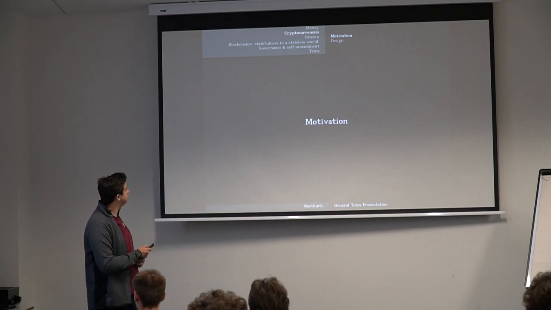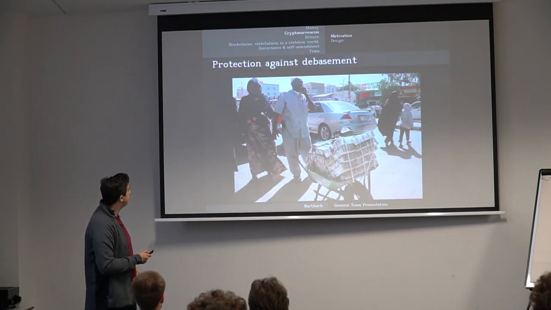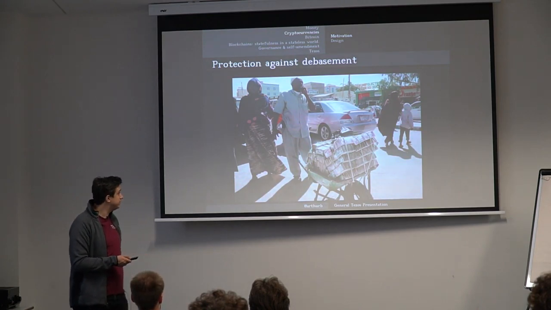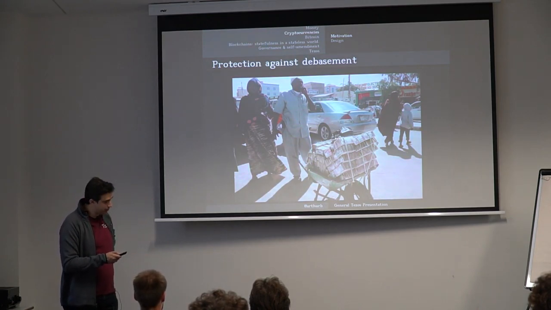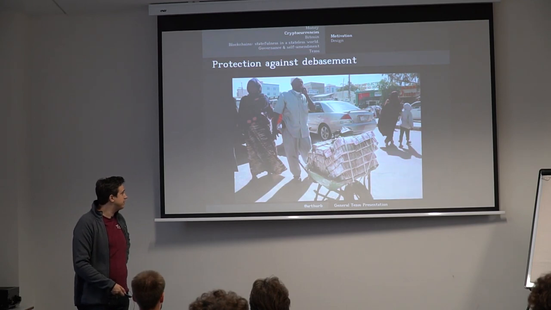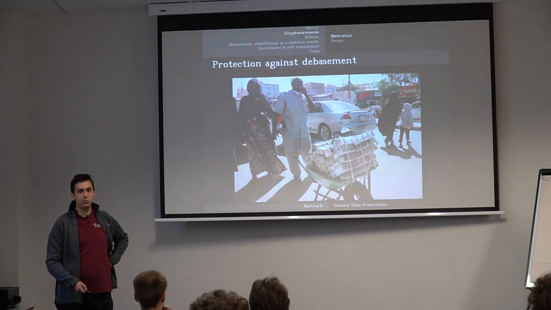Motivation. Sorry, I'm going to repeat myself a little bit here. So, motivation for cryptocurrencies: protection against debasement. There are a lot of countries where the population was ruined by hyperinflation. Not a lot, but a few. There's, of course, the famous example of Germany after World War I.